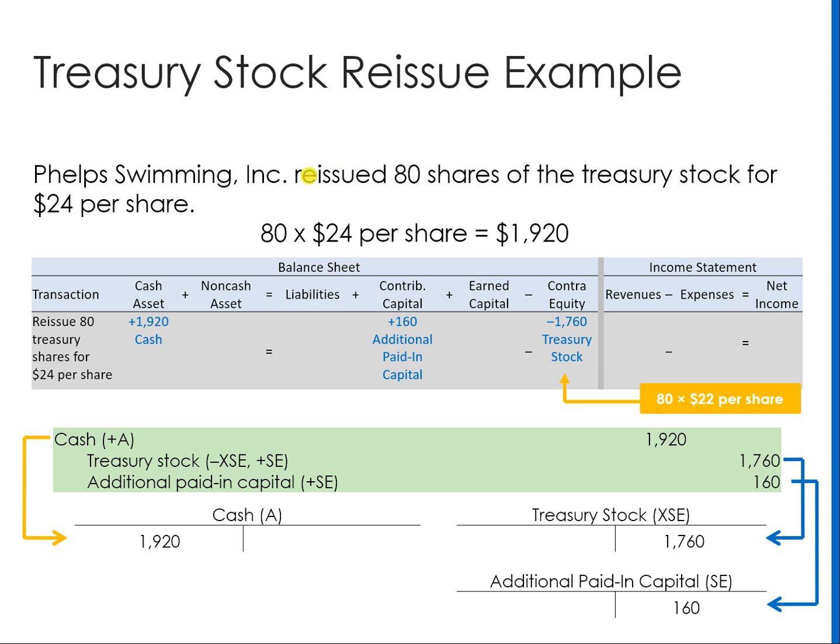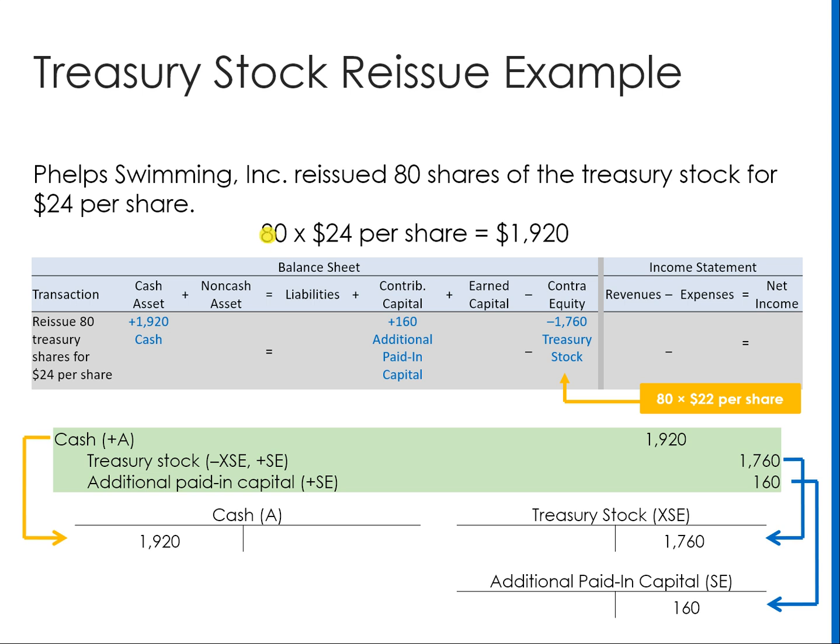Later, the company sold or reissued 80 shares of the treasury stock for $24 per share. Remember, the company repurchased at 22, and now they're selling at 24, so they are making $2 per share. I call it profit or gain, but in equity transactions there's no gain. Rather, it's going to increase the company's equity by $2 multiplied by 80, or $160.